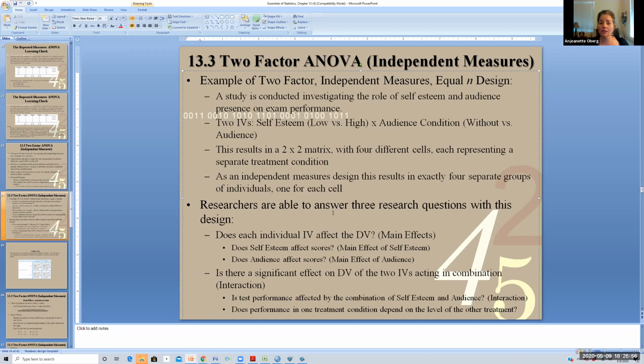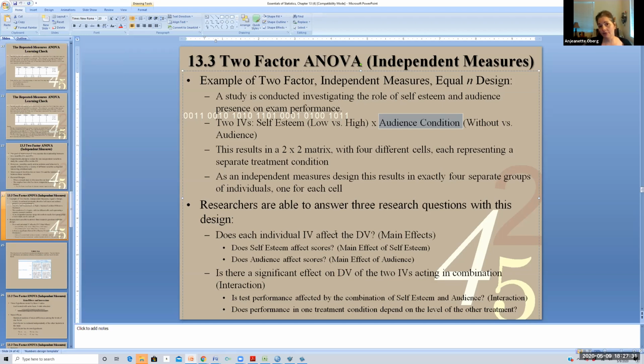So with this two-factor ANOVA, not only can we answer a question about one single IV, but what we can do is we can isolate each of the IVs and say what is the main effect of self-esteem on exam score, and then what is the effect of audience condition on exam performance, and then finally, what is that interactive or combined effect of those two independent variables on exam performance? So it lets us answer 3 questions.